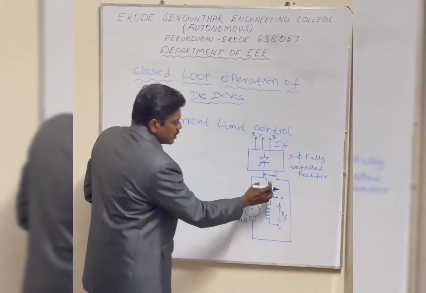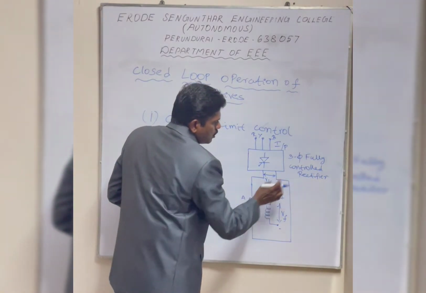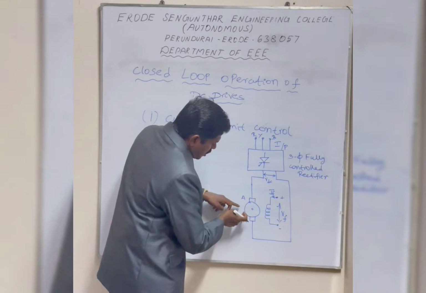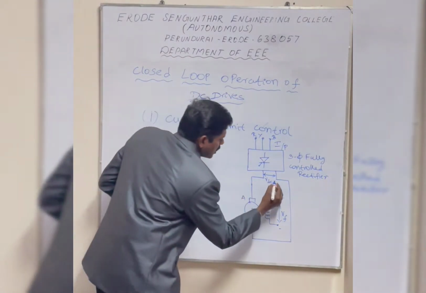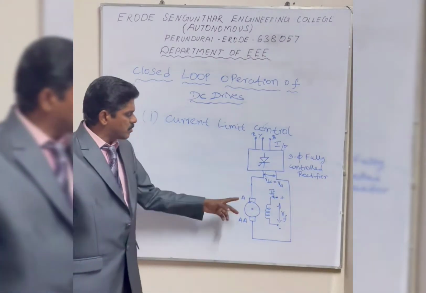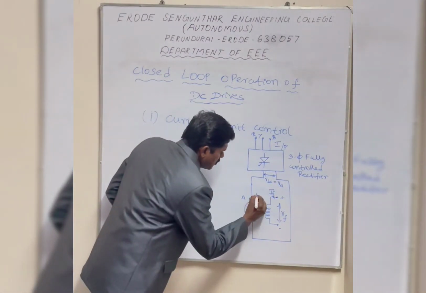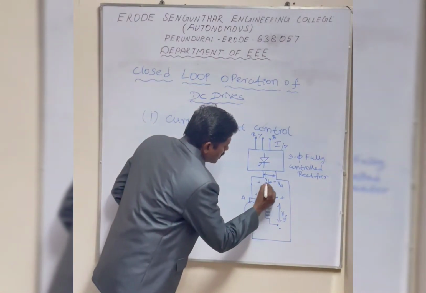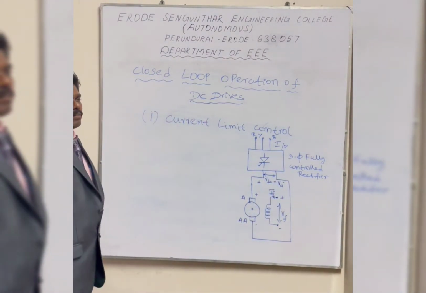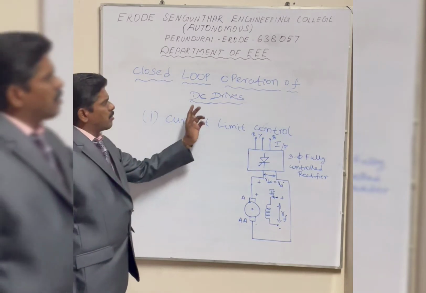Now the output of this controlled rectifier is supplied to the armature of the DC motor. So this VDC acts as the armature voltage of the DC motor. Here we have the armature voltage with plus and minus terminals, and this is called VA. Clear? Okay, so what is our aim?